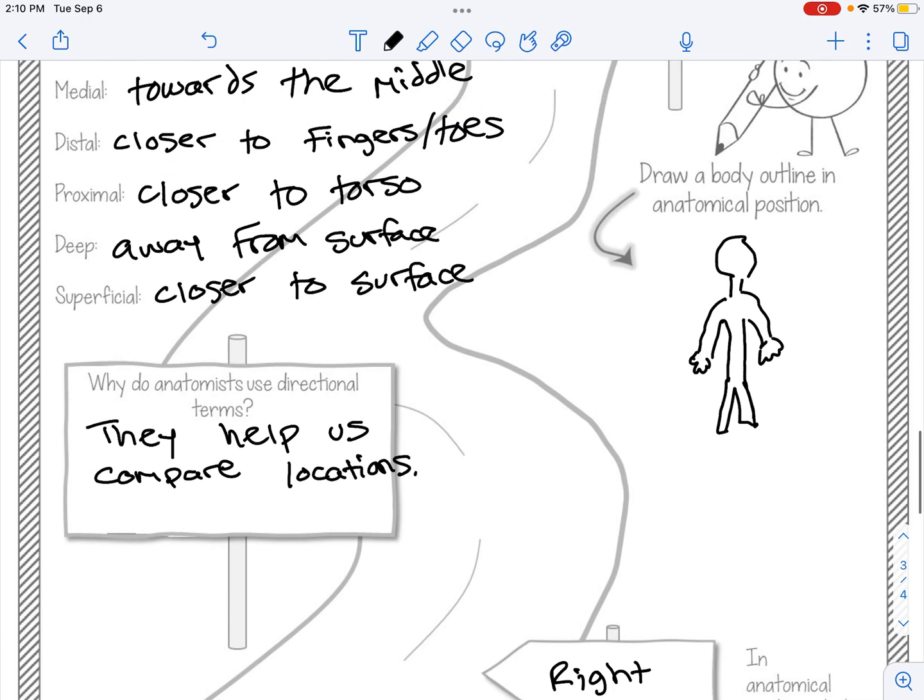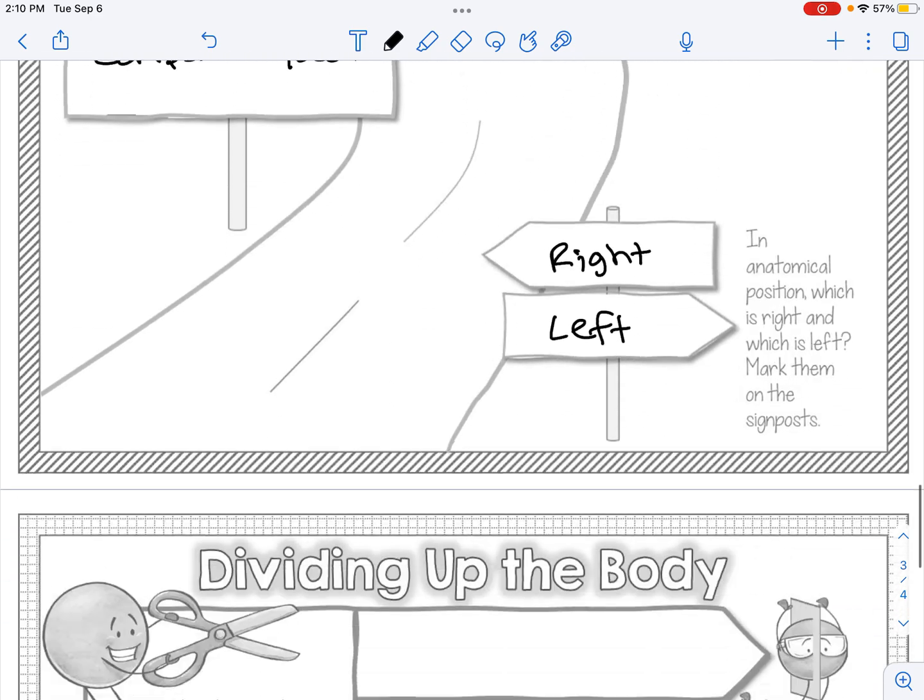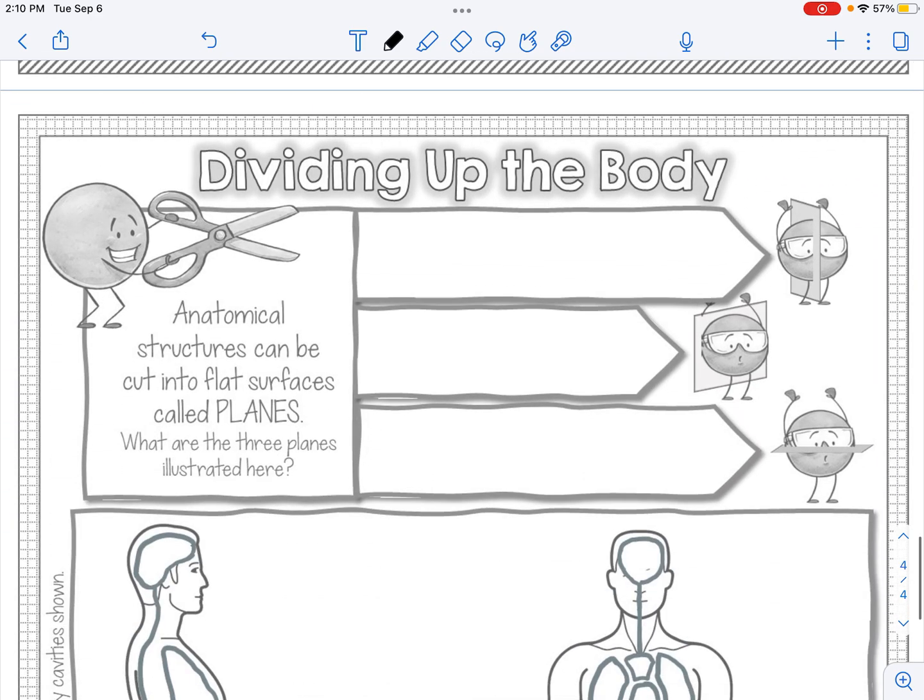I didn't color much on this one. Feel free to color if you want to. But I'm going to go on to dividing up the body.